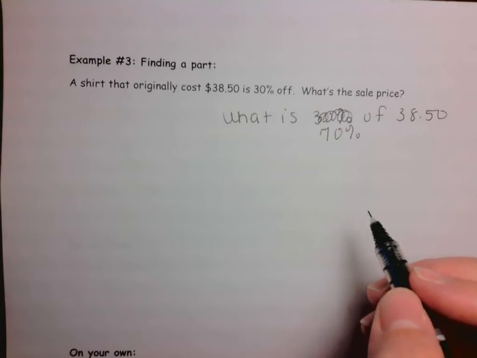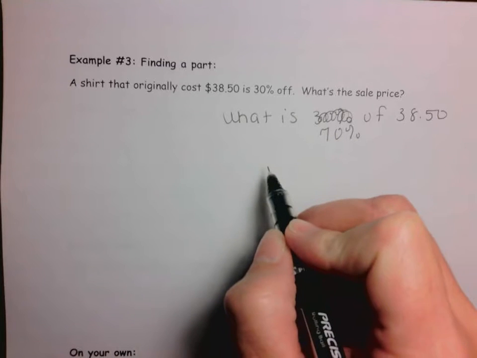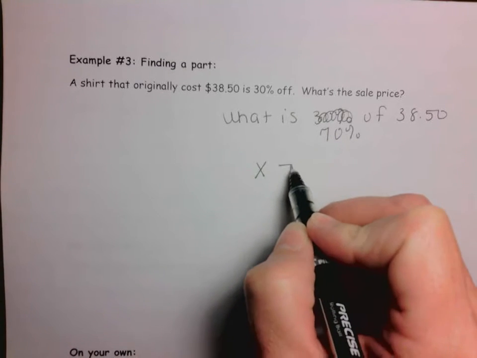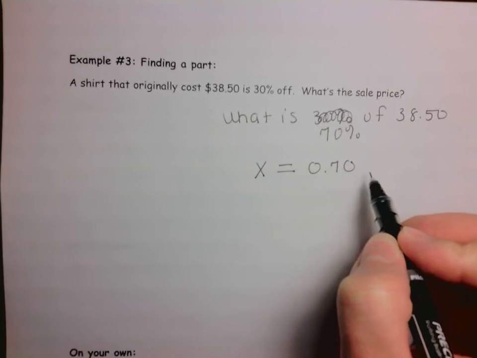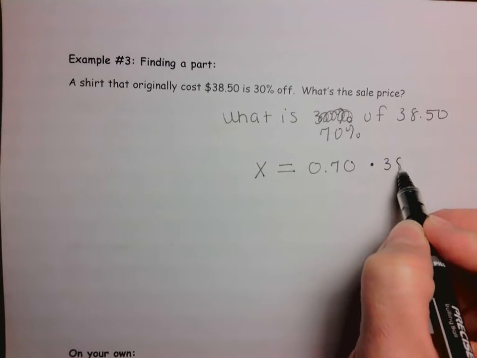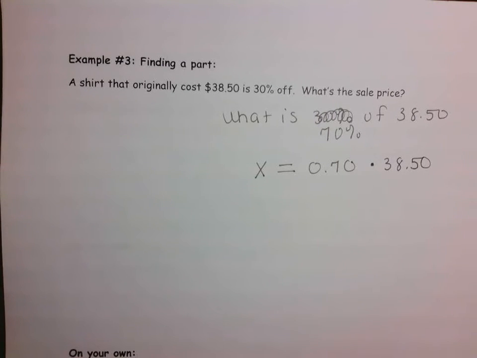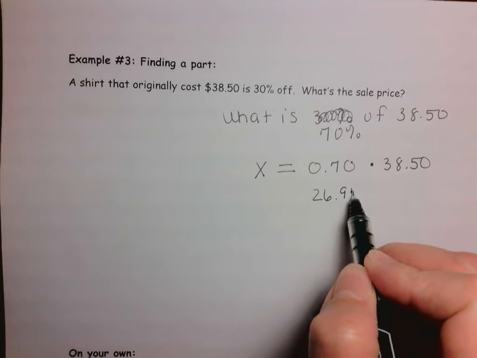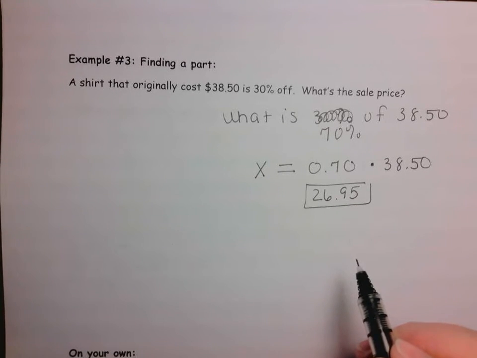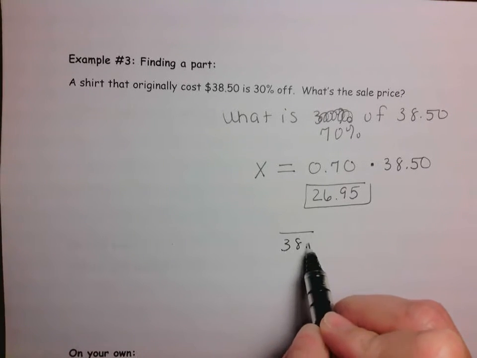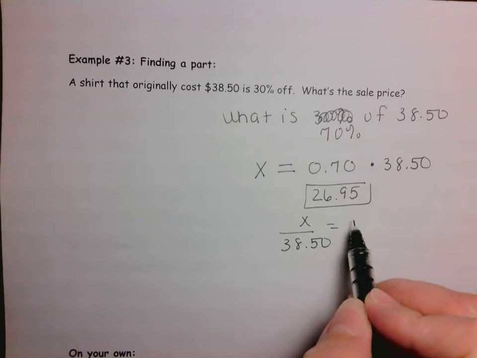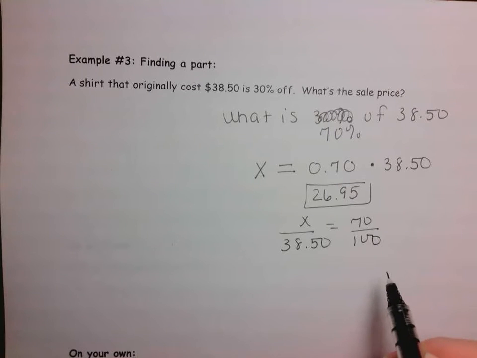So now let me think of my equation here. I say, what is 70%, my percent expressed as a decimal, of $38.50? And when I do so, I get $26.95. And that's how much I paid for the shirt. If you wanted to set it up as part over whole, your whole was $38.50. You're missing your part, and you paid for 70% of that shirt.